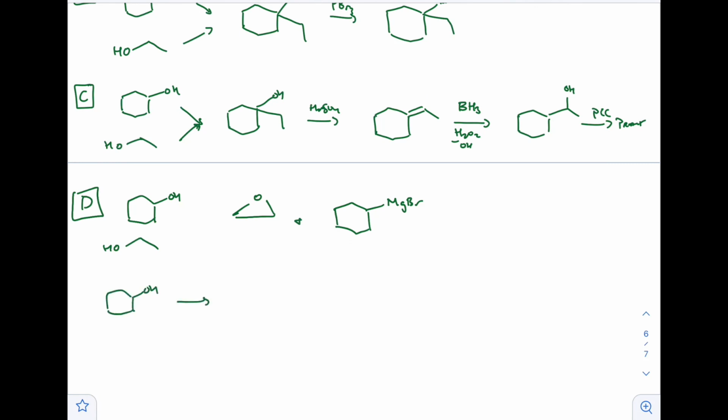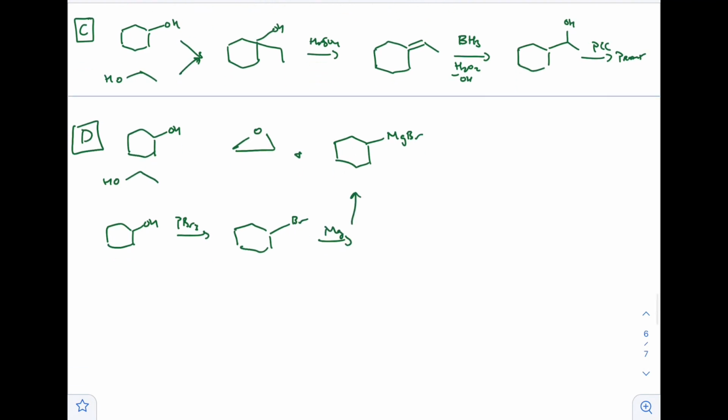So yeah, there's definitely options here. So you might go a different route. For me, I'm just going to do cyclohexanol with PBr3. Gets my bromine on there. Hit it with magnesium. We got our Grignard set. Good to go.